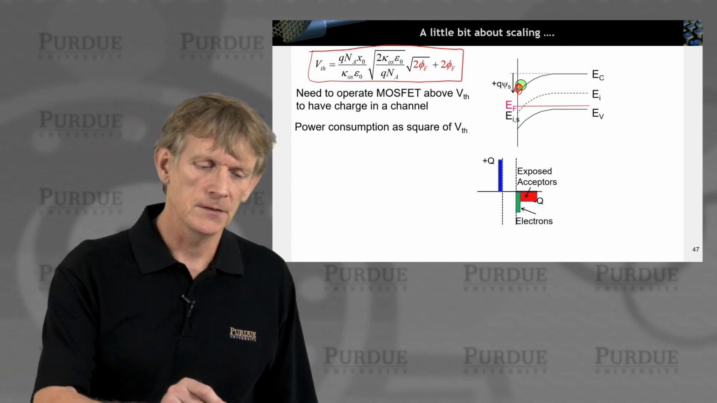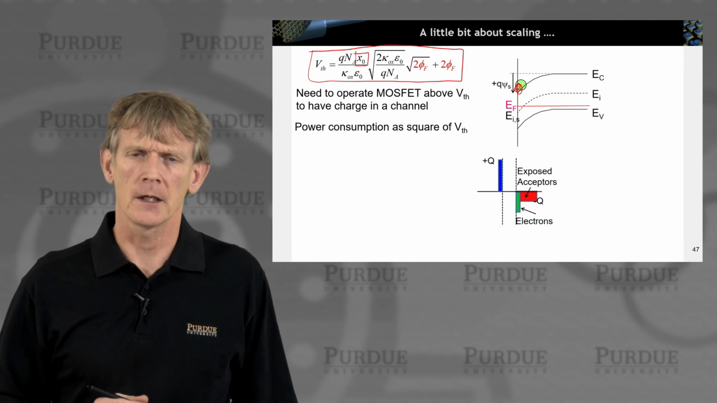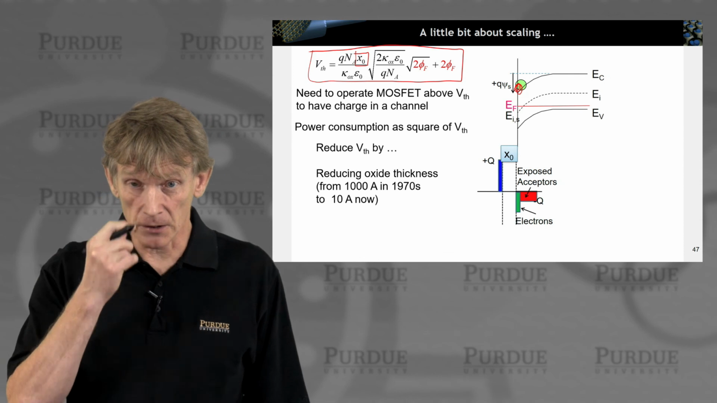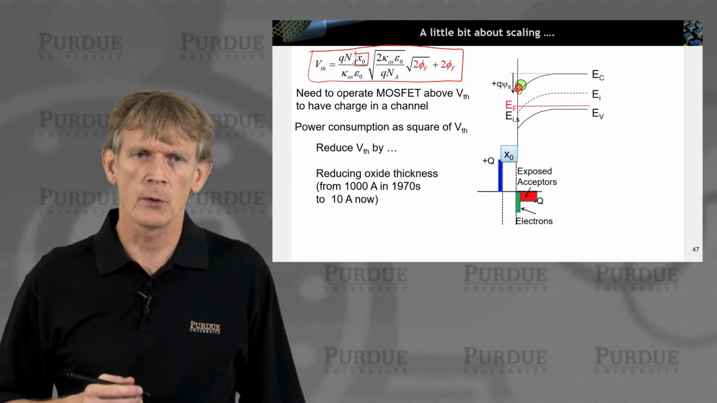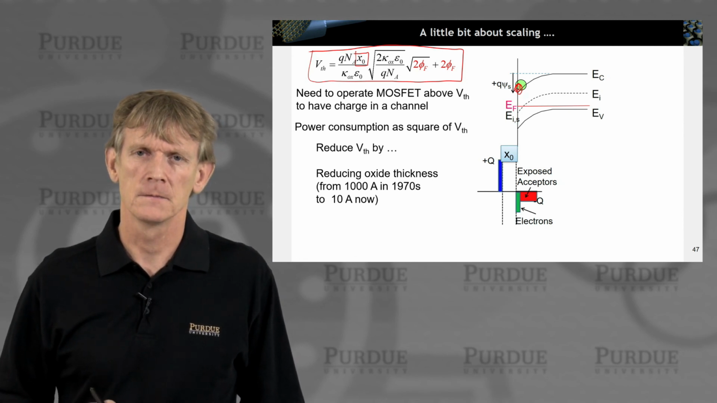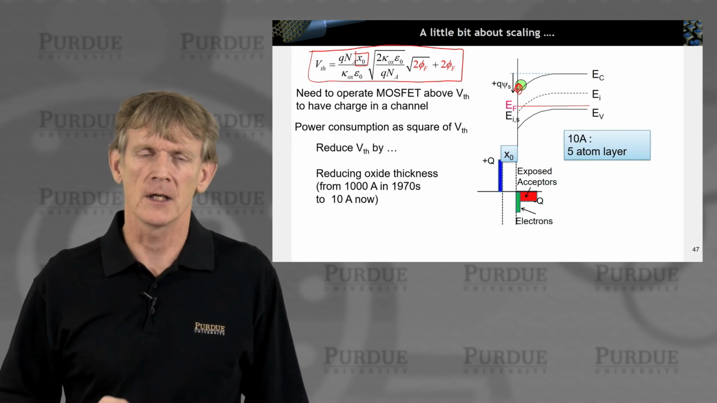Okay? This is the oxide thickness. You can reduce the oxide thickness. Okay? And that is what people have done. They have reduced the oxide thickness from 1,000 angstrom in the 1970s to about 10 angstroms now. 10 angstroms. You know how many atoms that is? It's about 5 atom layers.